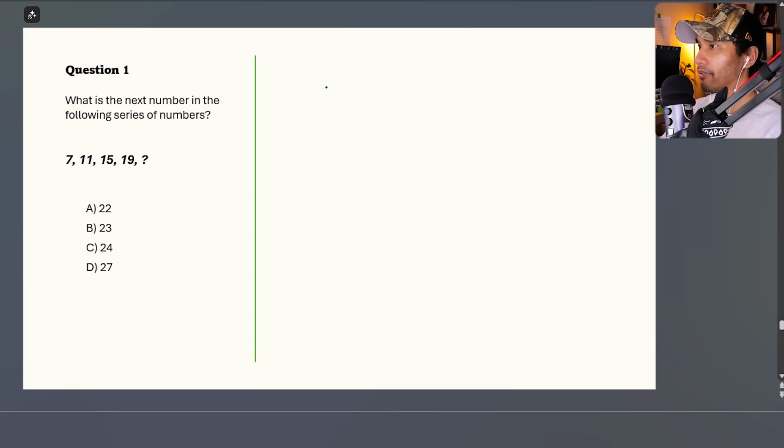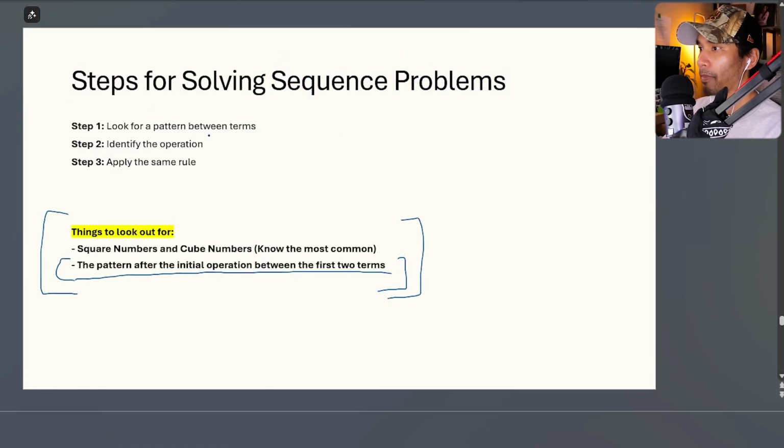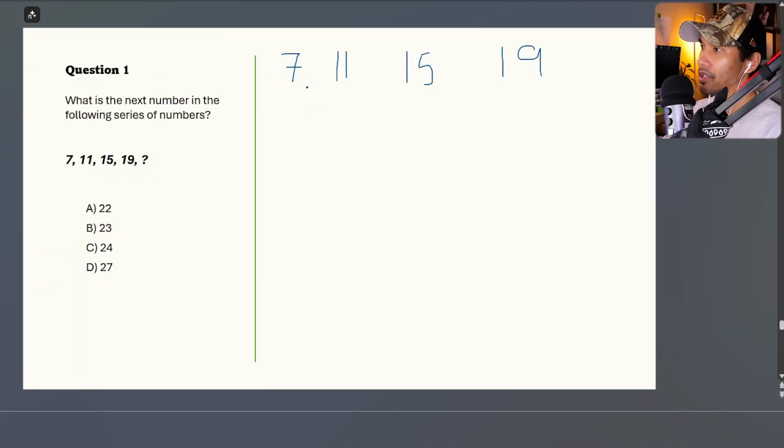So we have 7, 11, 15, and 19. Step 1, look for a pattern between two terms. What I would do is just find the difference, or find what number plus or minus gets you to the next number. For example, let's just do 7 to 11.